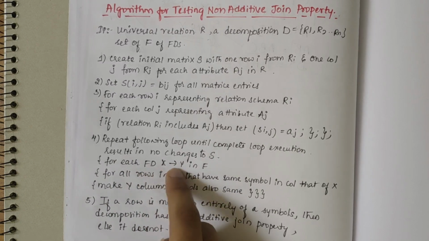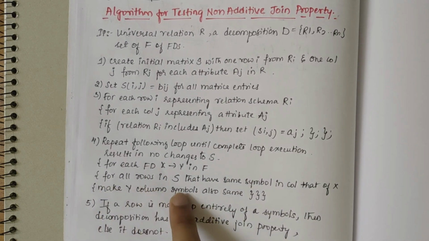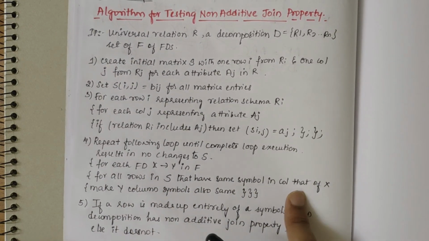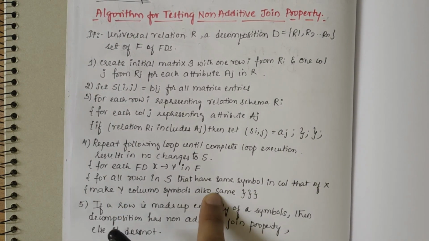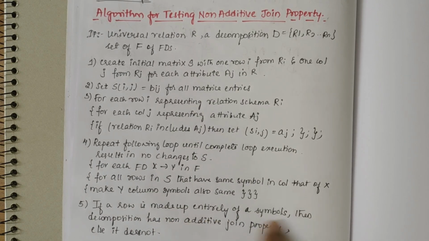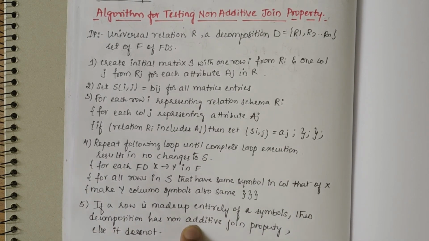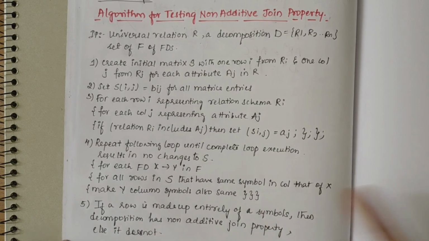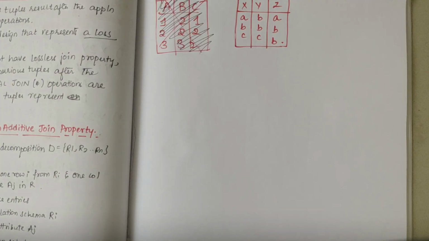For each functional dependency X determines Y in F, for all rows in S that have the same symbol in the column of X, make the Y columns also the same. So the fifth step is, if a row is made entirely of symbols, then the decomposition has the non-additive join property, else it does not. So here, let's consider the example.